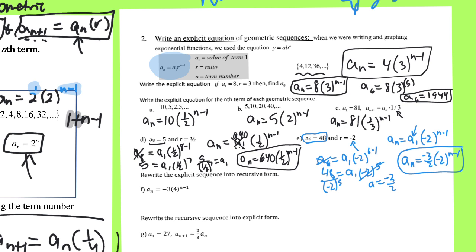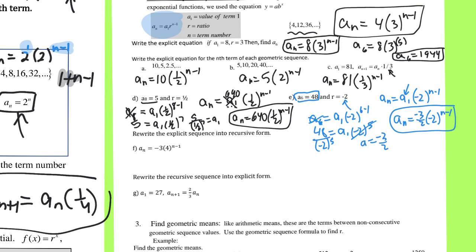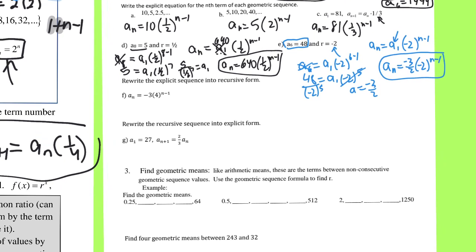We're going to do these last two questions, and then I'm going to save the geometric means for the next video. Here we go. Rewrite this explicit sequence into recursive form. If this is explicit, we can tell that this right here is a sub 1, and this is r. We know a sub 1 is equal to -3. We also have to say a sub n plus 1 equals the value of a sub n times the ratio, times 4.